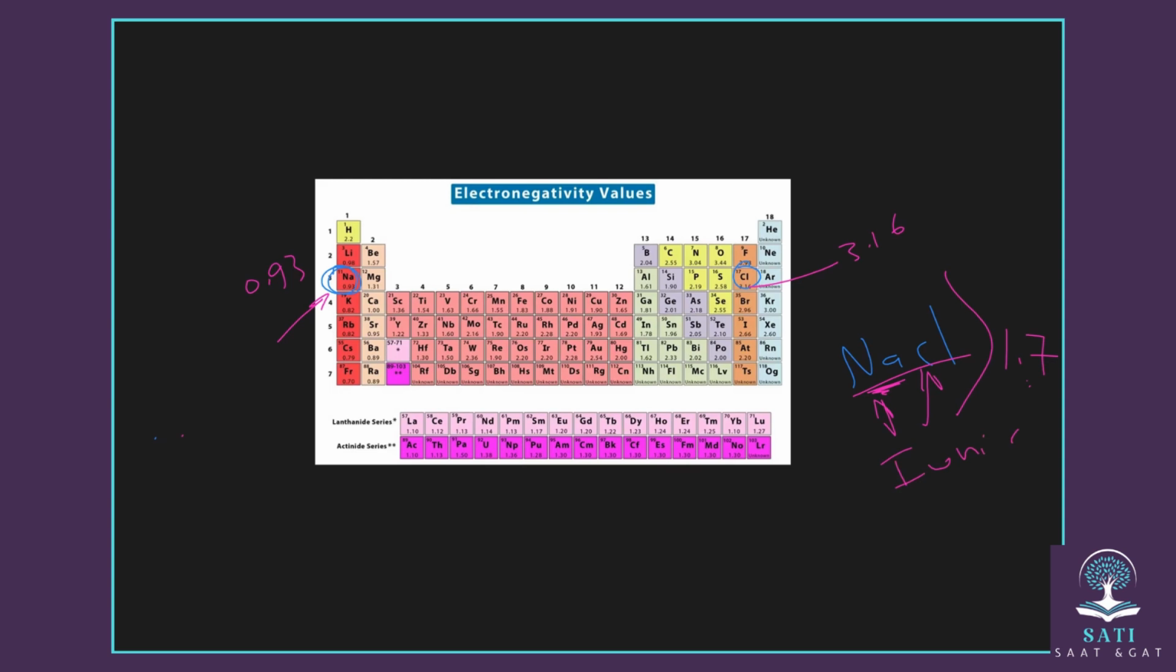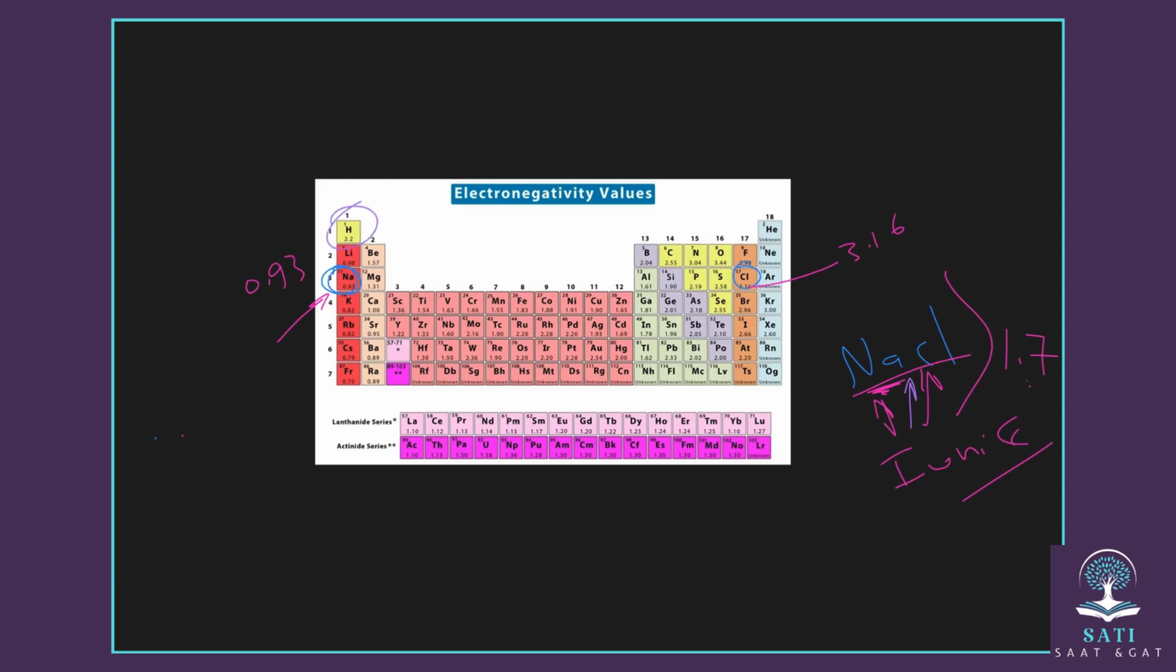Ionic. And it is the strongest one, the strongest intramolecular force. We are talking about intra, because it is inside. So the force between sodium and chlorine is very strong, and the difference between their electronegativity is greater than 1.7. So in this case, it is what? Ionic. Okay, keep that in mind. If the difference of electronegativity is greater than 1.7, it is an ionic bond.